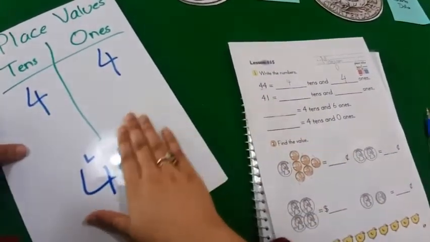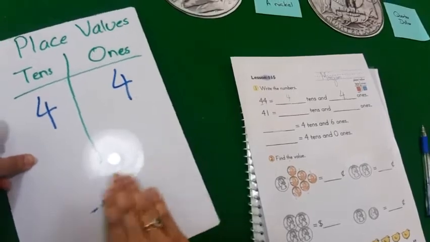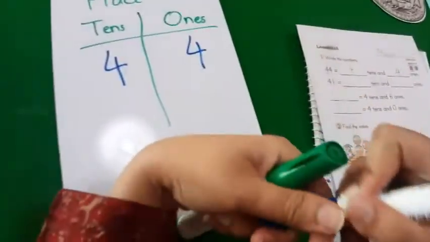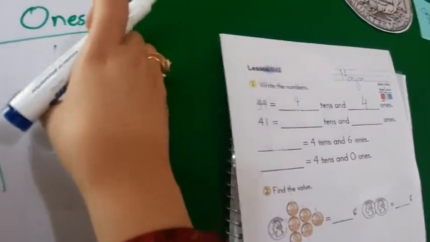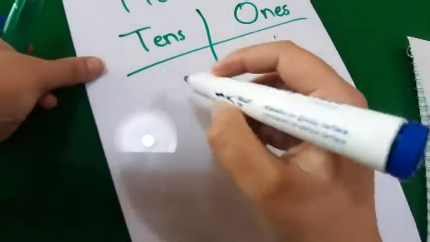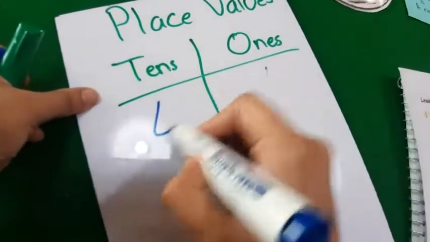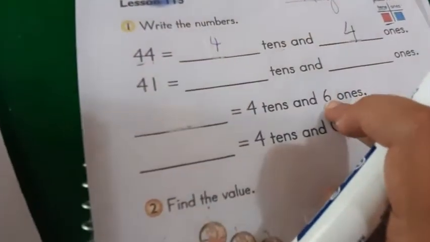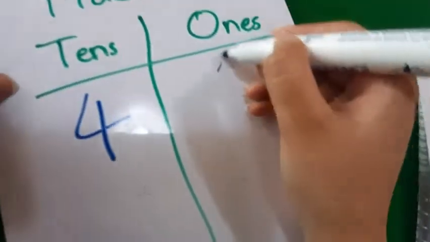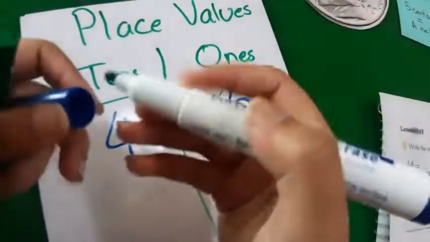Now I have 40. It says 4 tens and 6 ones. 4 tens, so I'm going to write 4 under tens. 6 ones, so I'm going to write 6 under the ones place.